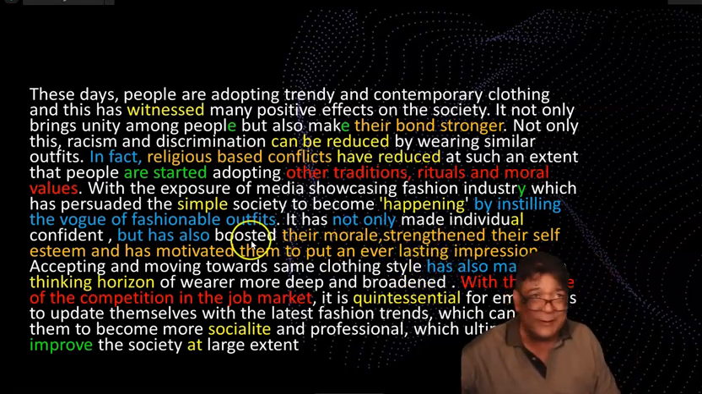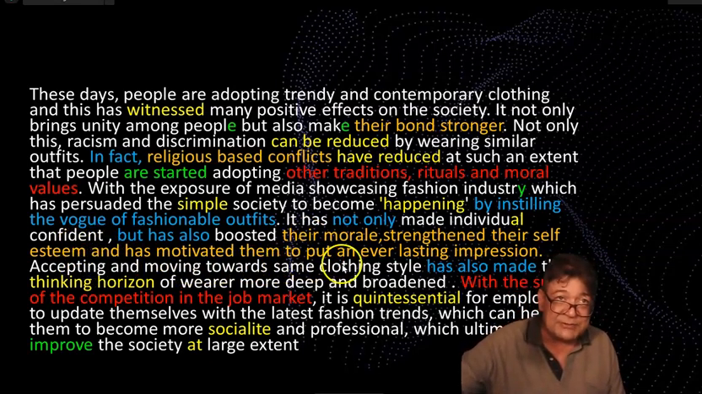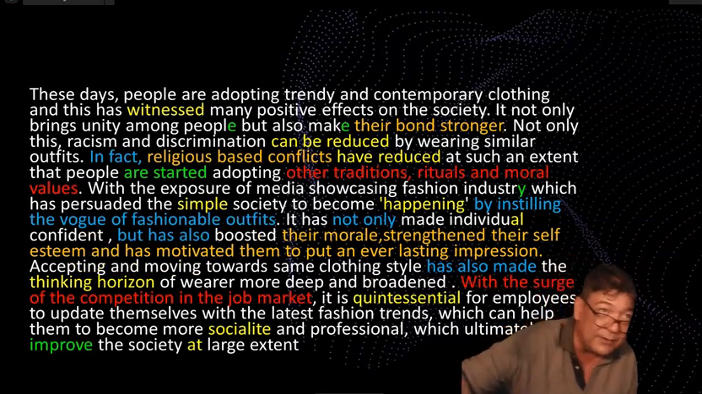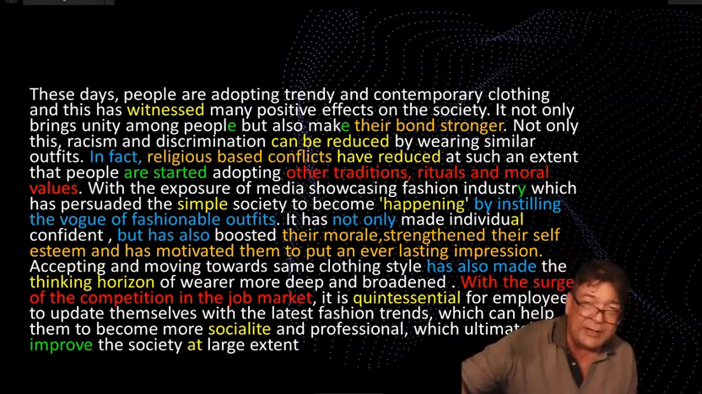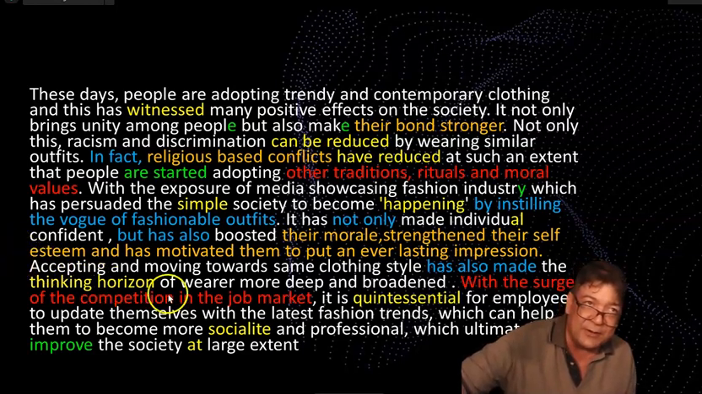Everlasting impression. What? Sorry, this doesn't make any sense. And you don't develop this idea. Again, no. It's on to the next idea. Accepting and moving towards the same clothing style has also, not only, but also made the thinking horizon, not good collocation, those two words don't go together, of the wearer more deep and broadened.